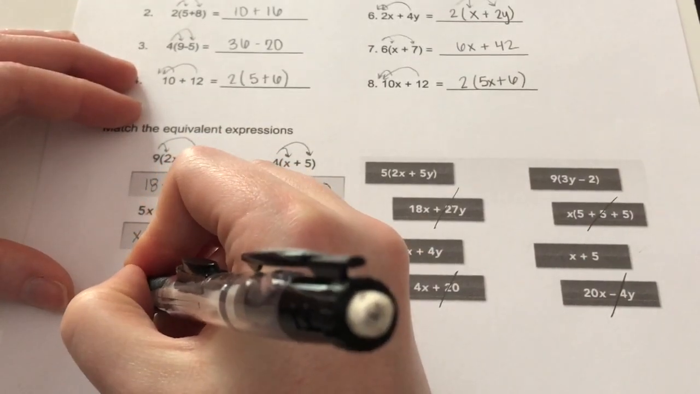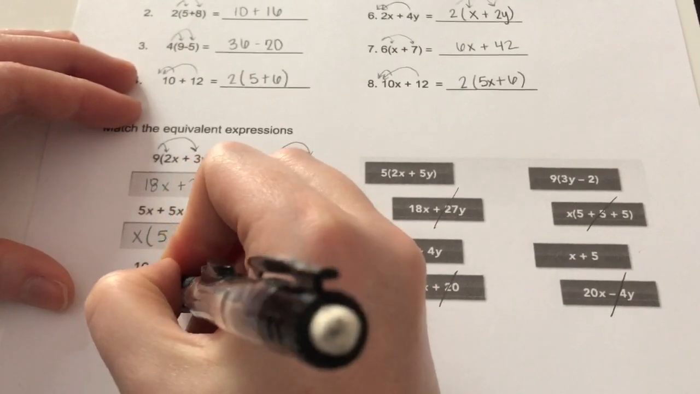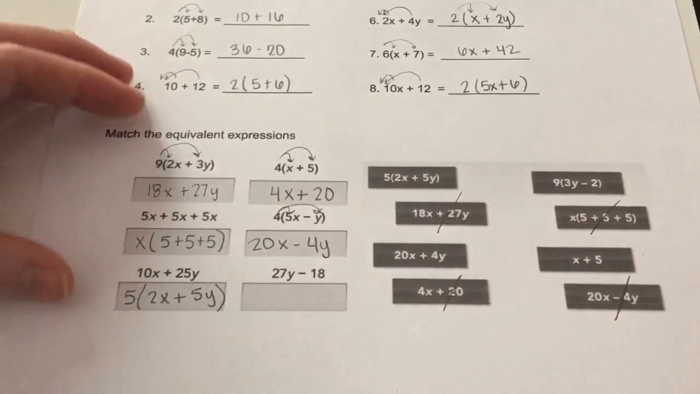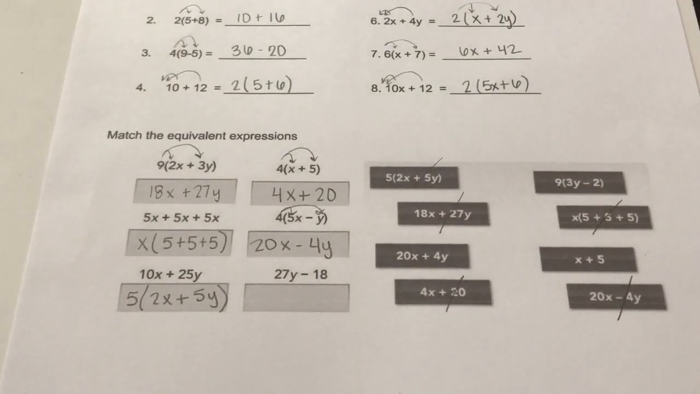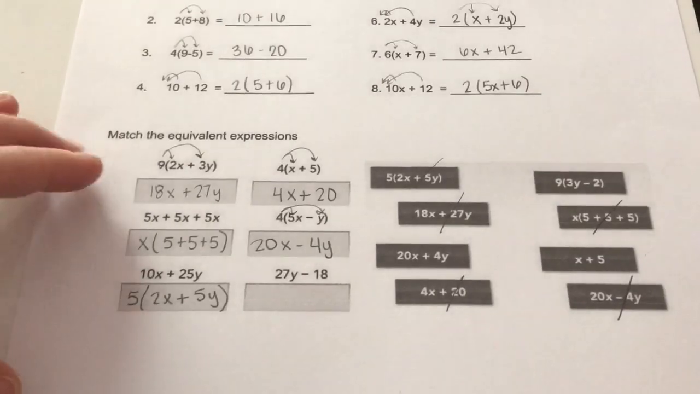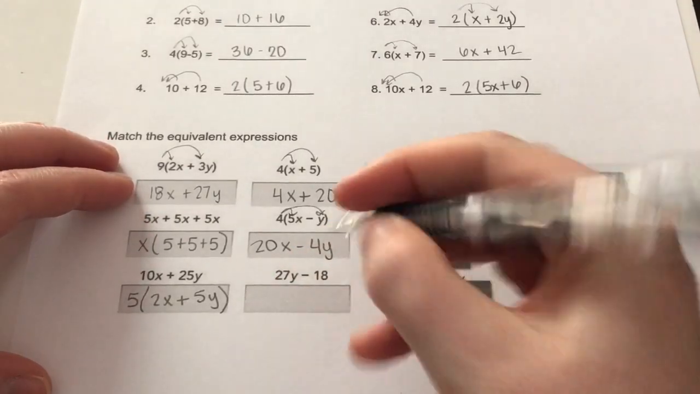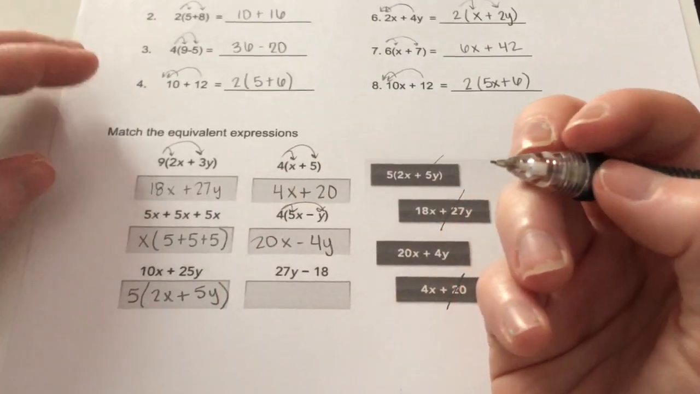Let's see, 5, 2x, 5y. I just realized my hand has probably been blocking most of this. I apologize. Let's see, 3. Wait, no. Well, that's actually a good point.